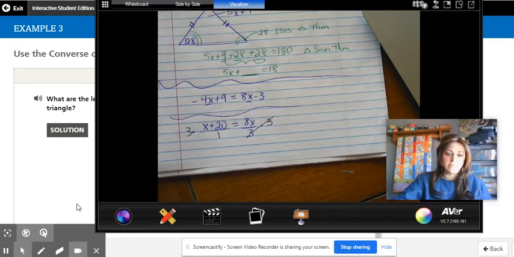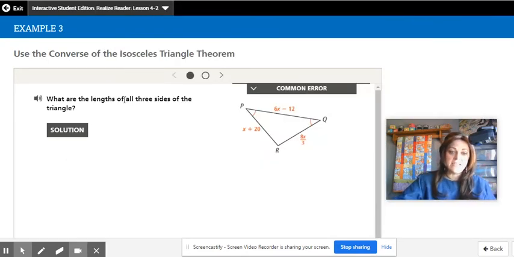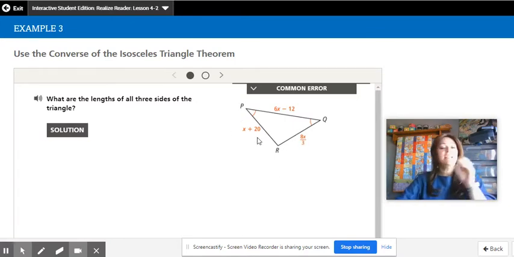And if I look back at this problem, it says, what is the length of all three sides? Well, once you solve for x, then you have to plug it in. So this problem just gets more and more difficult. First, you have to set up the sides equal to each other. Then you have to solve for x. Once you get x, then you plug in x to each of these side lengths. And again, you can go through and check every single step of your answer over here.